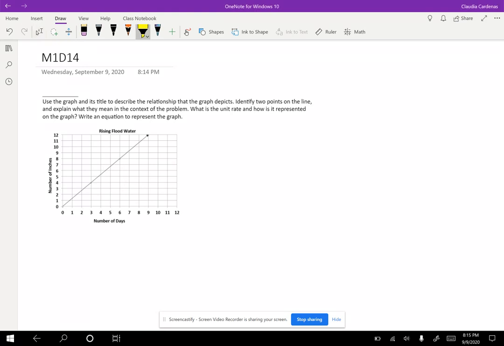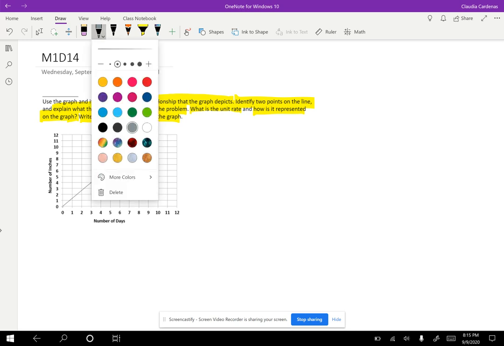Use the graph and its title to describe the relationship that the graph depicts. Identify 2 points on the line and explain what they mean in the context of the problem. What is the unit rate and how is it represented on the graph? Write an equation to represent the graph. So, oh my goodness, it seems like I've literally highlighted every single part.